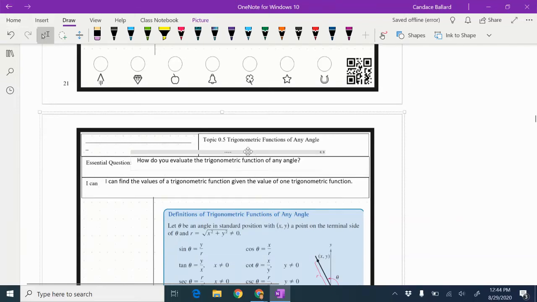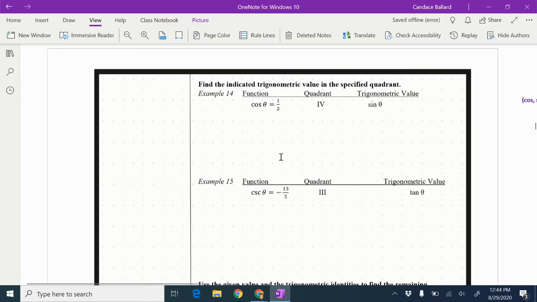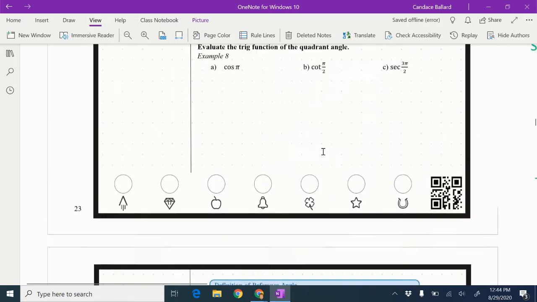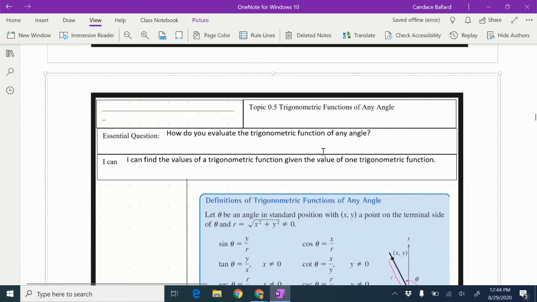So in this video, we're going to be talking about topic 0.5, and we are going to be looking at trig functions of any angle. We're actually going to split this into 2 separate days, so you're only going to learn to do half the lesson today. And I'm going to probably split it into a couple of different videos here.